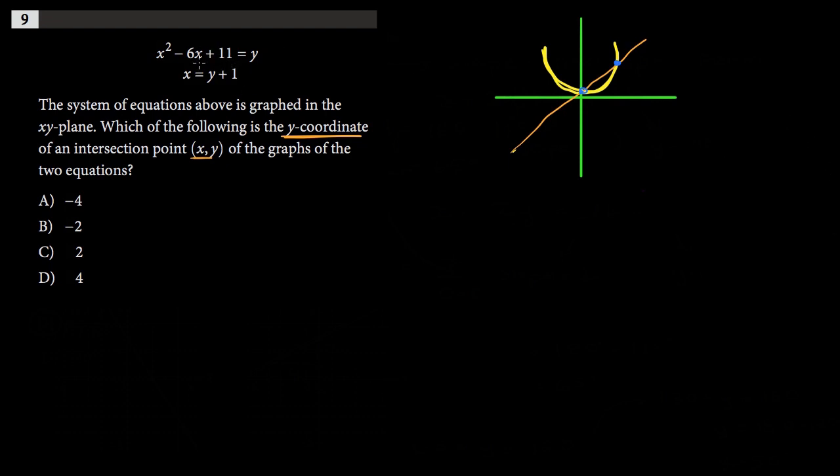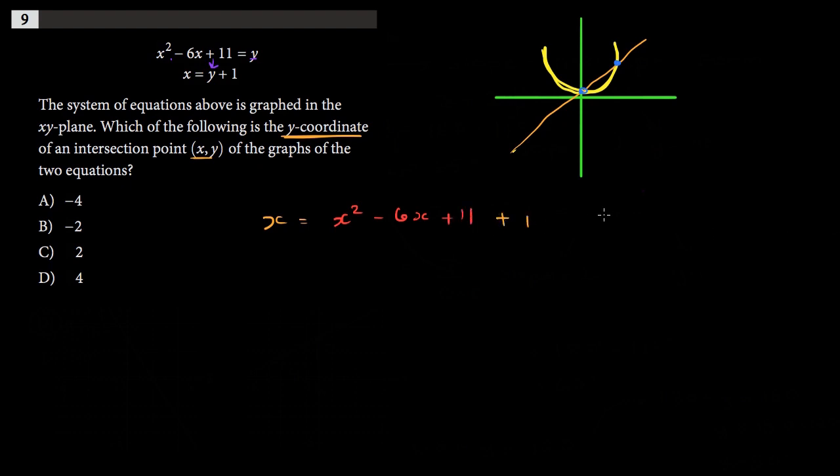We just replace the y here, just plug in this stuff for y, because x squared minus 6x plus 11 equals y. And so I can just plug all that into the second equation. If I do that, it's going to be x equals, now I'm going to replace the y with x squared minus 6x plus 11, plus 1.